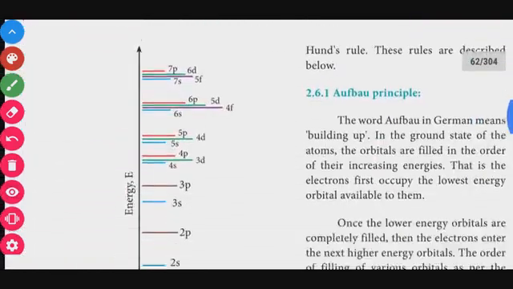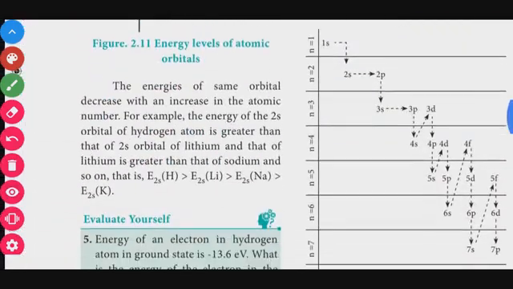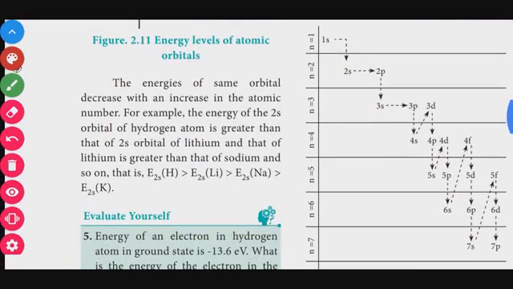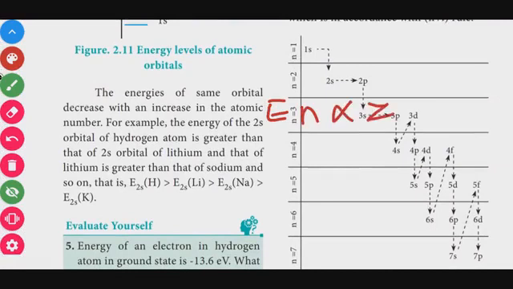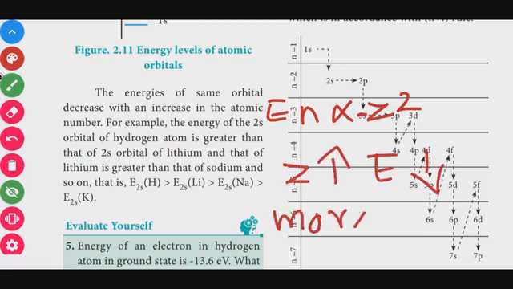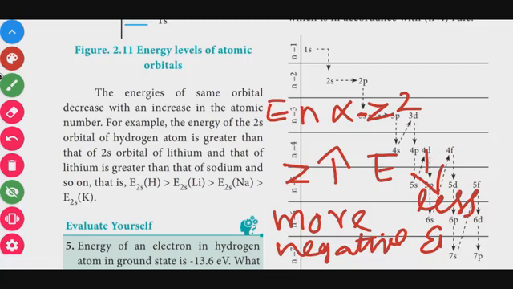The energy of the same orbital decreases with the increase in atomic number. Energy is directly proportional to Z squared, but there is a negative sign, so as the Z value increases, the energy value will decrease. It will become more negative. More negative means less energy, and less negative means more energy. Because of the negative sign, be careful here.